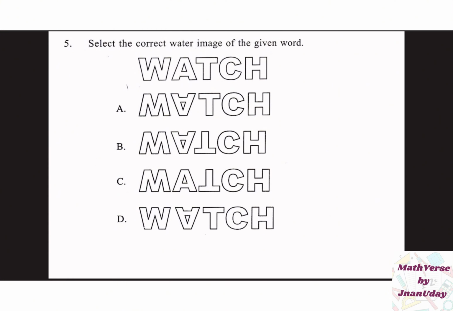Question number 5 is select the correct water image of the given word. Water image, right? That is a mirror image. A mirror image means it will be completely opposite of these letters. So let us try to make the mirror image of this letter by ourselves.